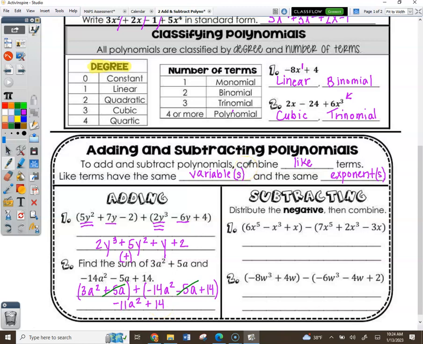Okay, so that's adding. Let's go to subtracting. Colt, stay with me. Don't go to sleep.